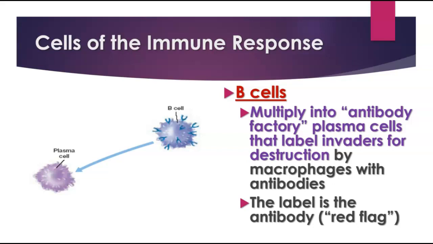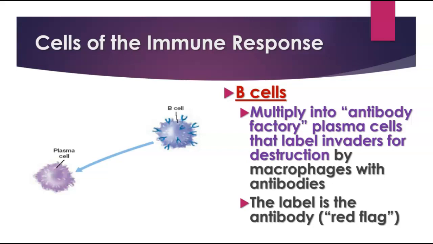And basically, the antibodies label invaders for destruction by macrophages and other phagocytic cells, because the antibodies kind of attract them. The label that labels the invaders for destruction is the antibody. It's kind of like a red flag saying, okay, here's what you need to work on right now.